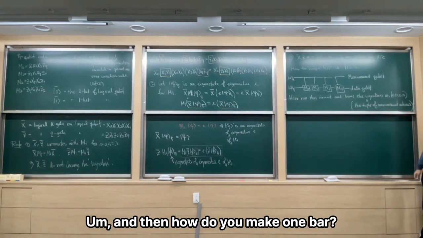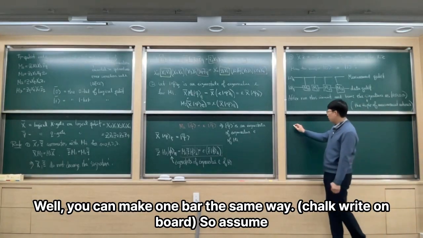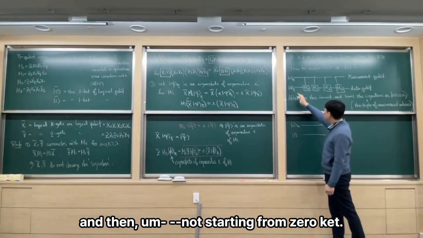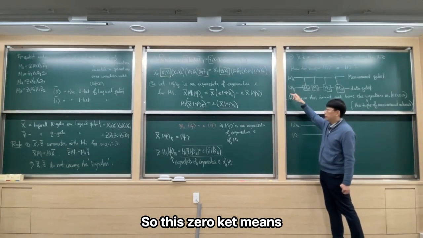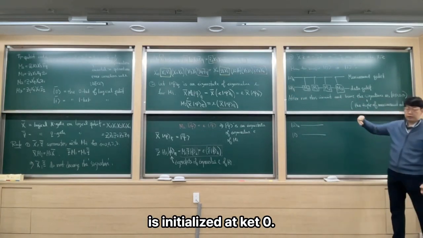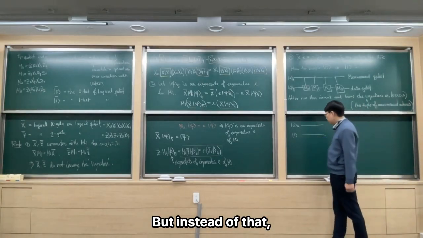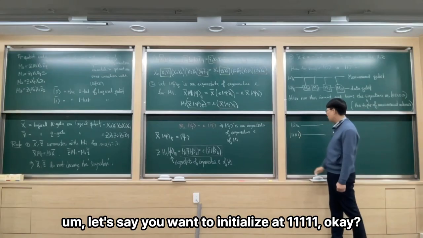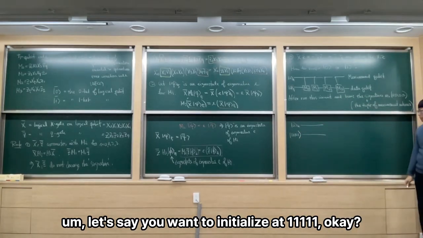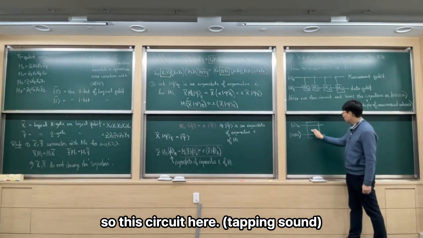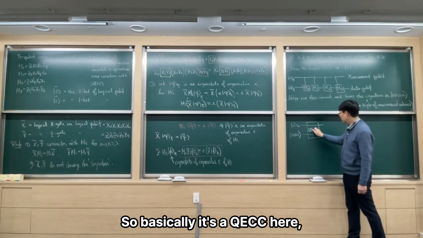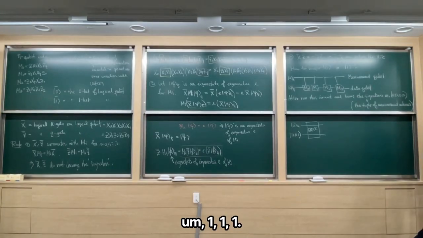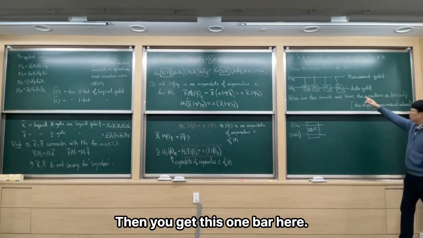And then how do you make 1 bar? Well, you can make 1 bar the same way. Assume that you have the same thing, but not starting from 0 cat. This 0 cat means that every one of the 5 physical qubits is initialized at 0. But instead of that, let's say you want to initialize at 1, 1, 1, 1, 1. Okay? And then you run the circuit, basically a QEC cycle here, and then you take the measurement, 1, 1, 1, 1. Then you get this 1 bar here.